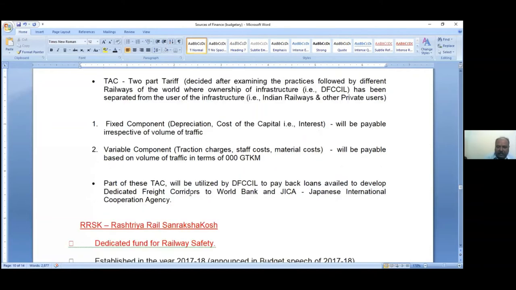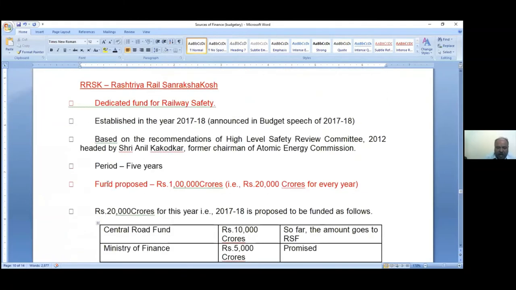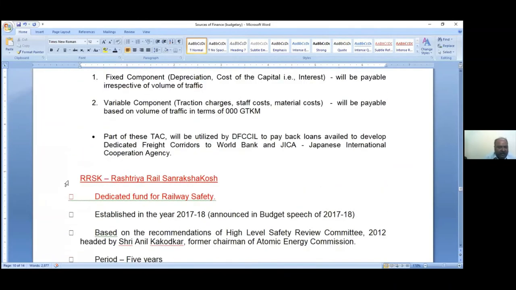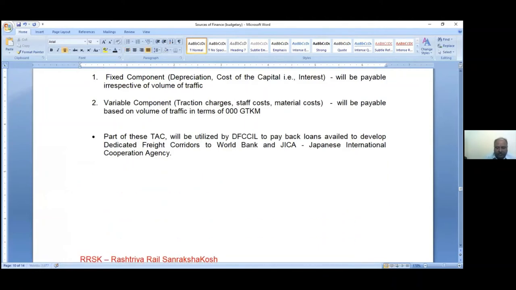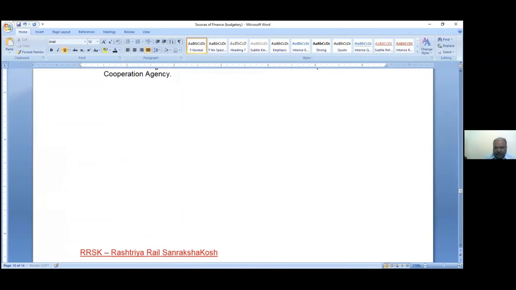So track access charges will be, which are taken from the World Bank and JICA. That is the last few heads. RRSP, this is the latest one.